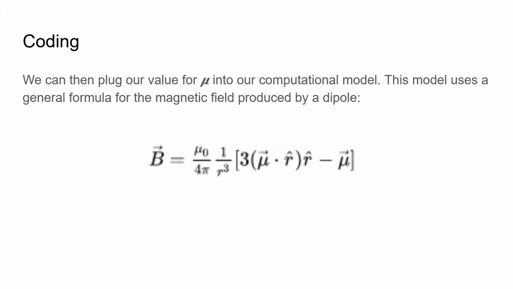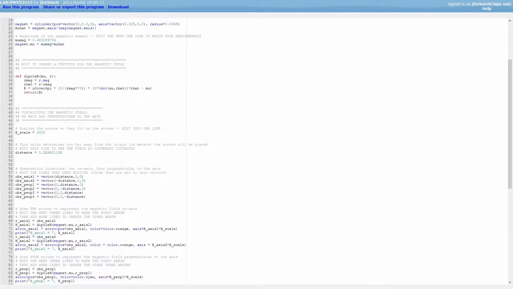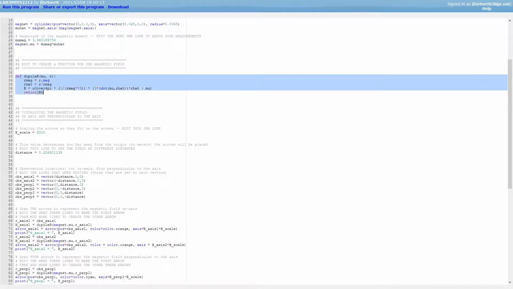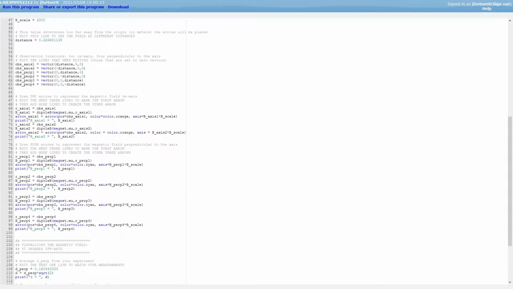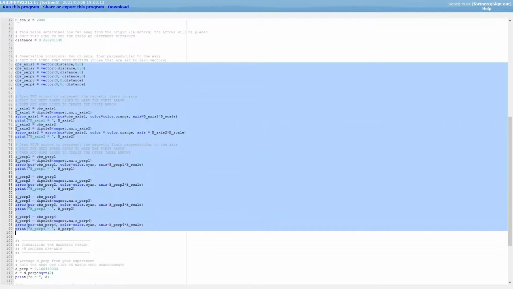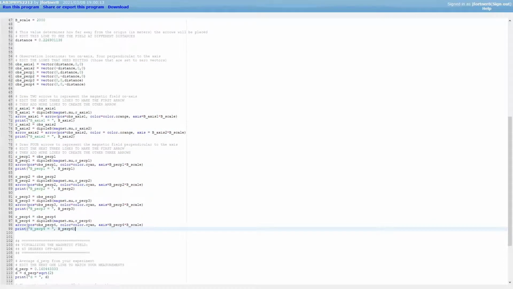We can then plug our value for mu into our computational model, and this model uses the general formula for the magnetic field produced by a magnetic dipole, which is presented on the screen. So here's our code for our computational model. Here is where we plugged in our magnitude of mu, and then here is our function that calculates the magnetic field produced by the dipole some distance r away from the dipole. And then all these lines create these arrows that represent the magnetic field at a variety of different points in the model. So here we'll go ahead and run the program.